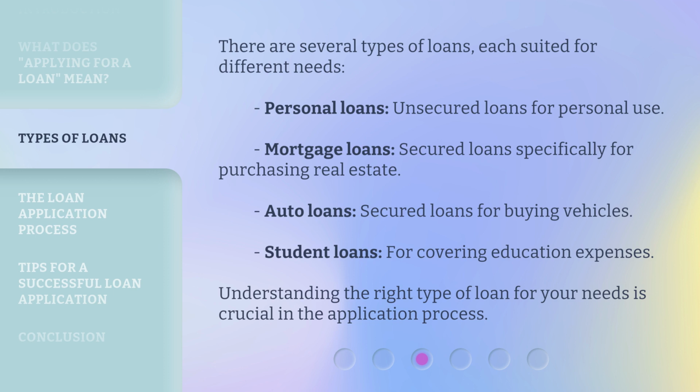There are several types of loans, each suited for different needs. Personal loans, unsecured loans for personal use. Mortgage loans, secured loans specifically for purchasing real estate. Auto loans, secured loans for buying vehicles. Student loans, for covering education expenses. Understanding the right type of loan for your needs is crucial in the application process.